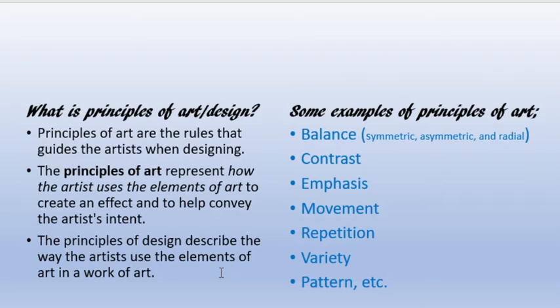It all talks about the rules that guide the artist as to how to use these elements of art to design. Some examples of the principles are balance, contrast, emphasis, movement, repetition, variety, pattern, and so on. That means we have a lot of principles, but we have listed a few of them. Under balance, we'll look at the types of balance. We have the symmetric balance, asymmetric balance, and the radial balance.